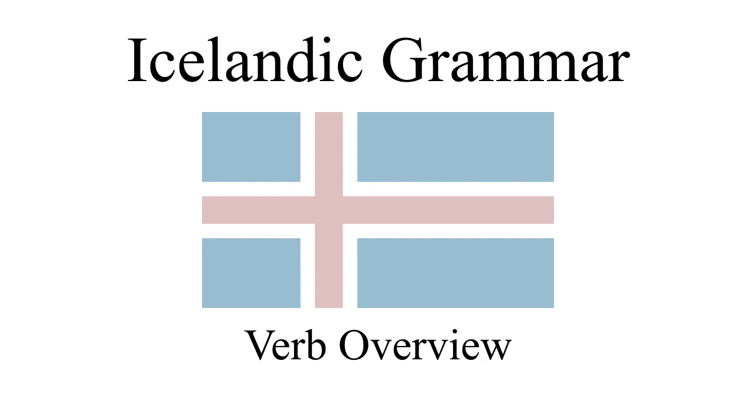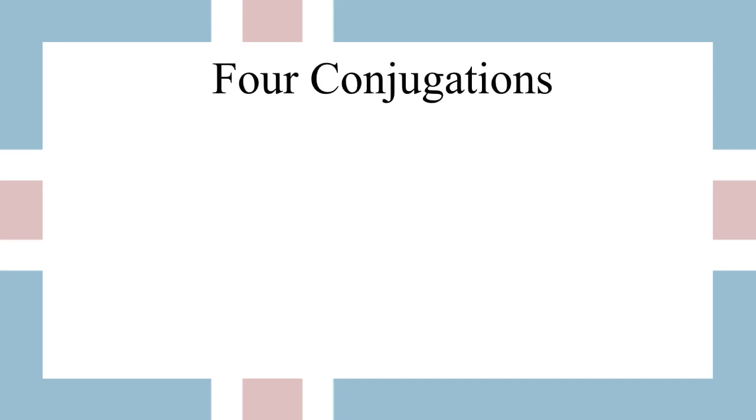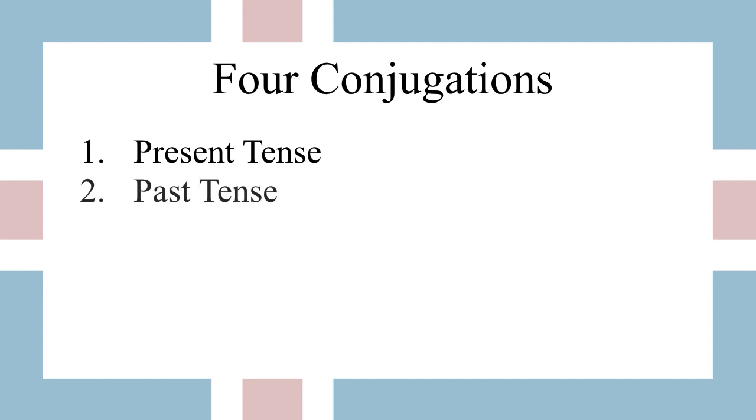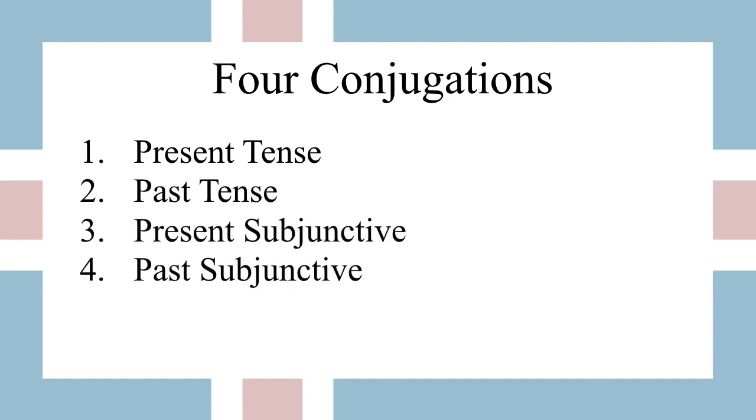As you've probably noticed, Icelandic verbs can be somewhat complicated, but not as complicated as in other languages. There are 4 conjugations you need to learn for any verb in Icelandic, and I call them conjugations instead of tenses because 2 of them are tenses and 2 of them are moods. I'm not really going to get into that in this video, it's not very important. But the 4 conjugations that you need to learn are the present tense, the past tense, the present subjunctive, and the past subjunctive. Let's take a look at an example.